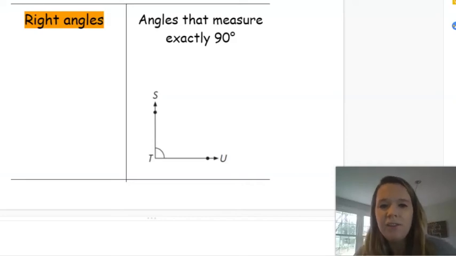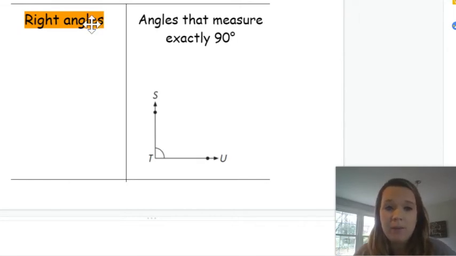Hi, boys and girls. So today we're going to review the four angle types that we've learned about. The first type of angle that we learned about last week was right angles. And right angles are very important because they measure exactly 90 degrees, not a degree more, not a degree less.